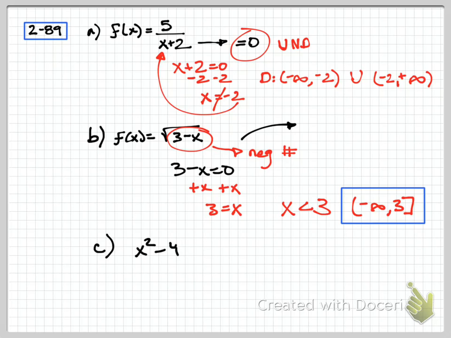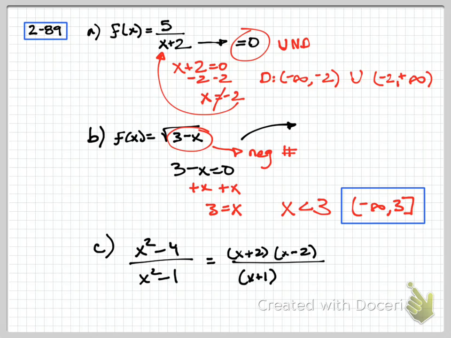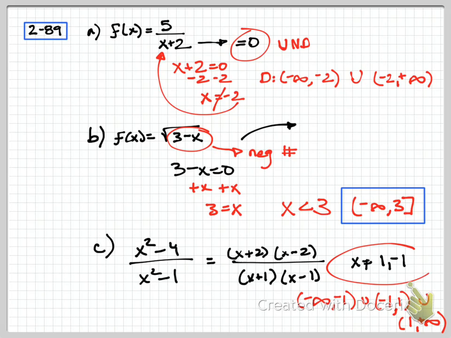x squared minus 4 over x squared minus 1. Got to factor this one out, so it's x plus 2, x minus 2, all over x plus 1, x minus 1. So again, like in A, x cannot equal 1 and negative 1. So if you want to write your domain in interval notation, negative infinity to negative 1, in union with negative 1 to 1, in union with 1 to positive infinity. It breaks at these two values.